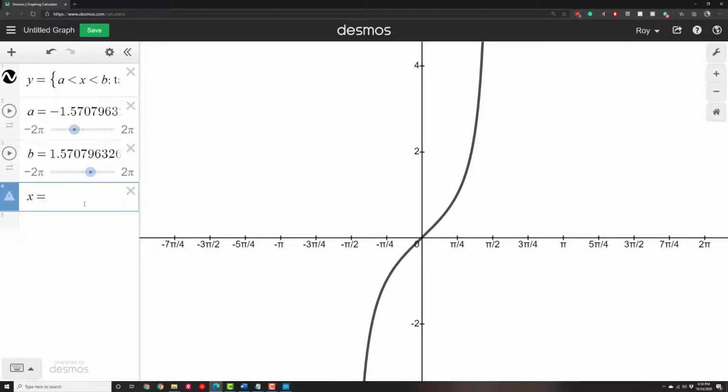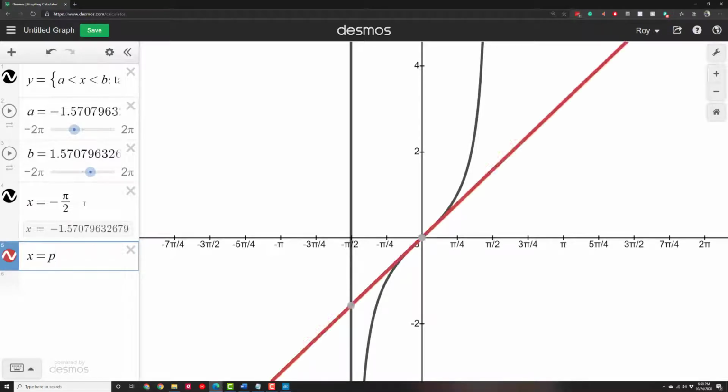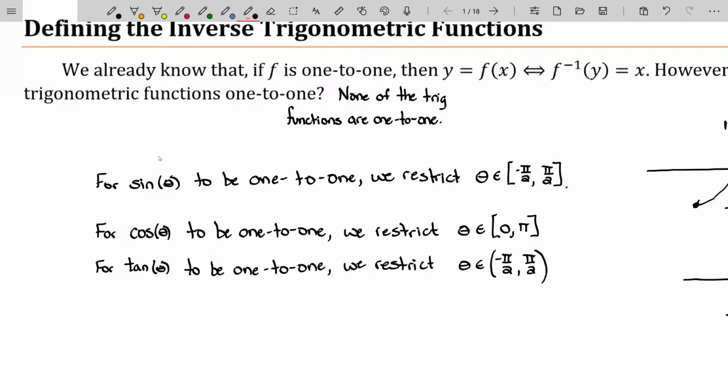Note that x cannot actually be negative pi over 2, because that's a vertical asymptote, and the same thing about positive pi over 2. X can't be that because, again, that's a vertical asymptote. So it is very important that we not include those endpoints for theta, because we cannot plug negative pi over 2 or pi over 2 into the tangent anyway. And there's the summary right there.